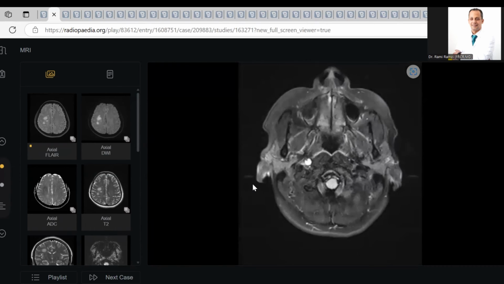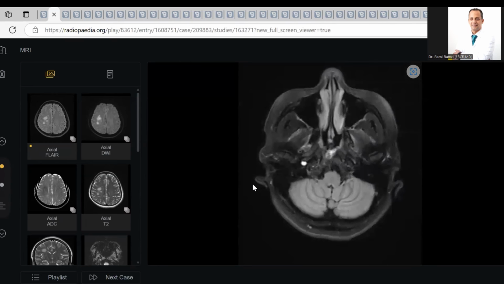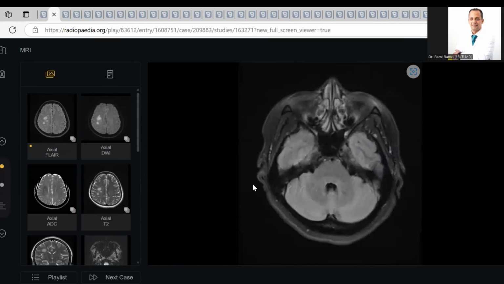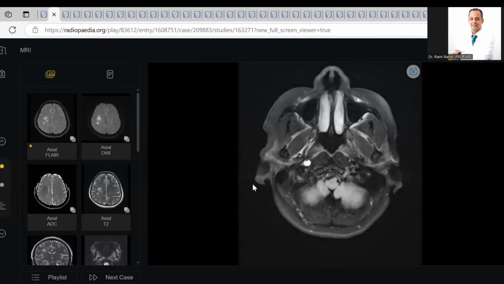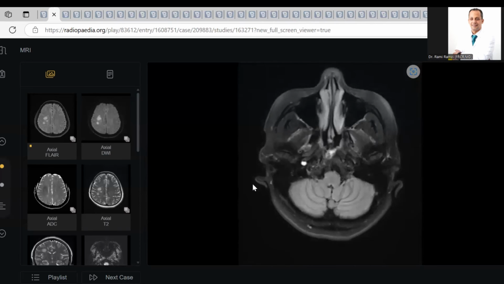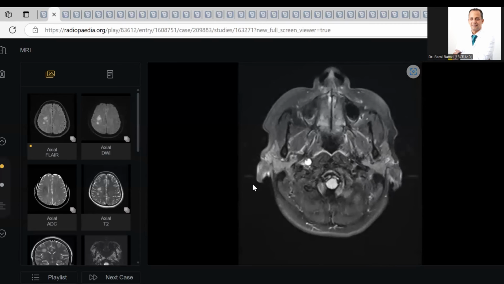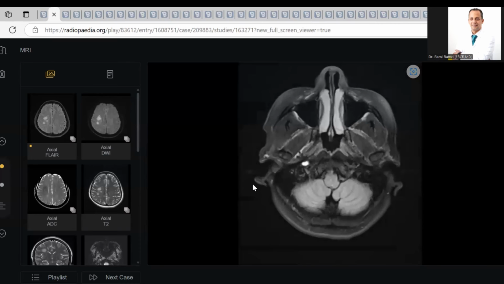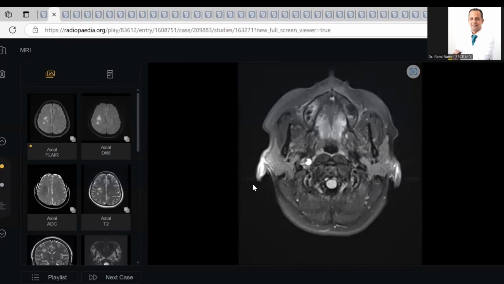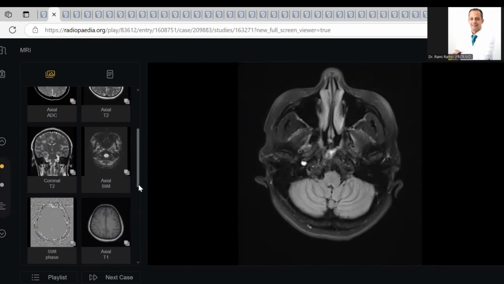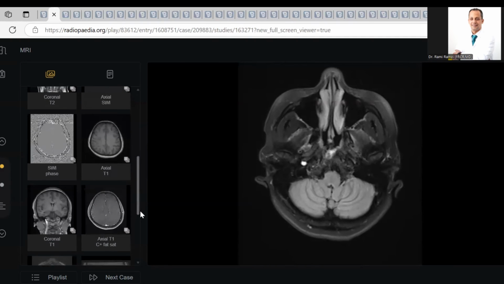The infratentorial region appears normal. Look at the skull base, please. I can see a high signal area in the right. I have to locate it, whether it's vertebral or, I think I can see the carotid in the carotid canal.